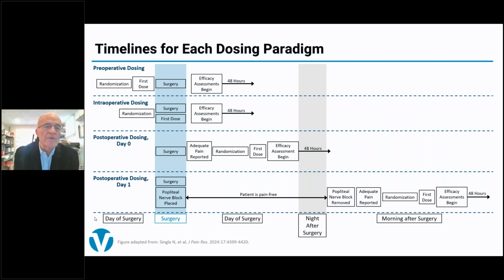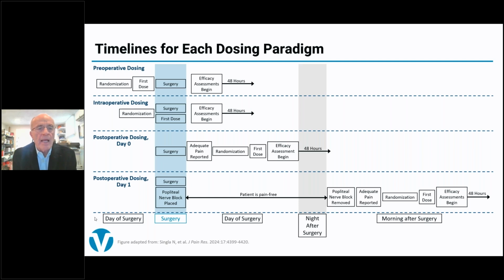And then the postoperative dosing, which is the most common, I should say, rather than standard approach. This is when you wait until there's an adequate amount of pain intensity, and then you randomize them. So they may have to have a pain level, let's say, of 5 or 6, depending upon the protocol and what you're trying to do. And then you give your first dose and measure your assessment over time, maybe 48 hours, maybe 72 hours.